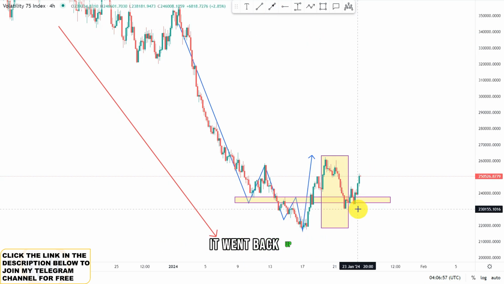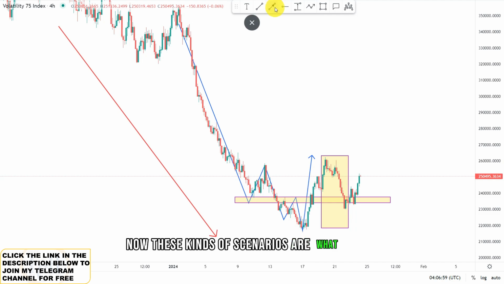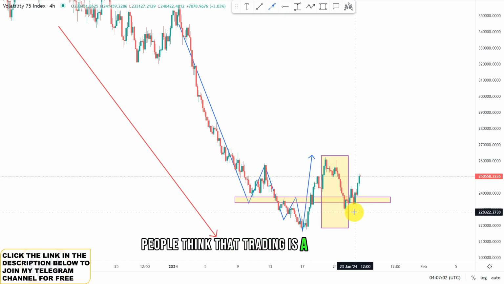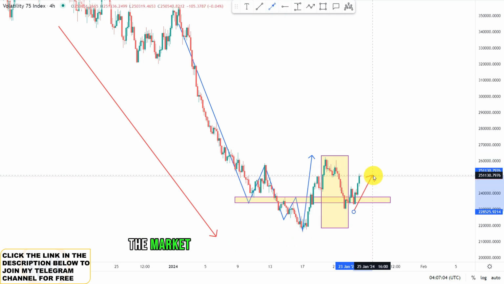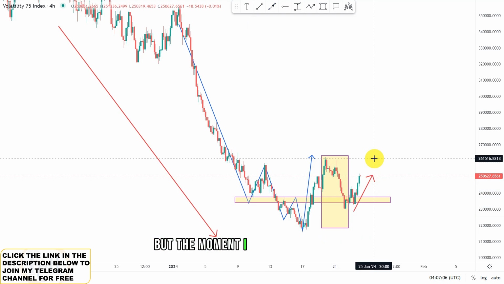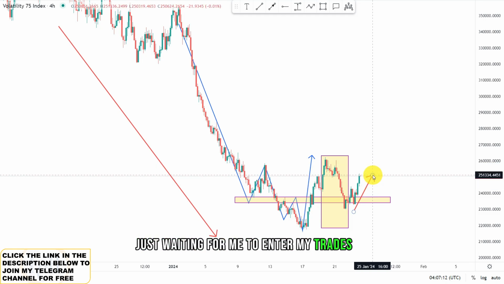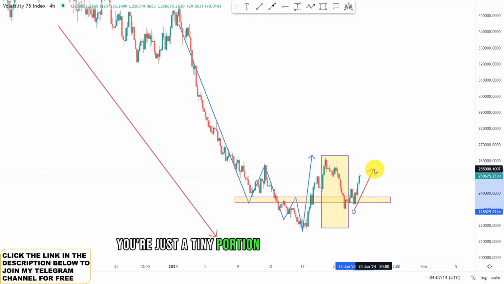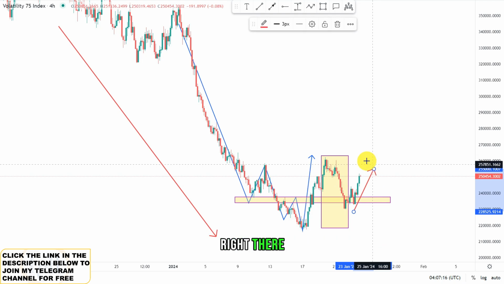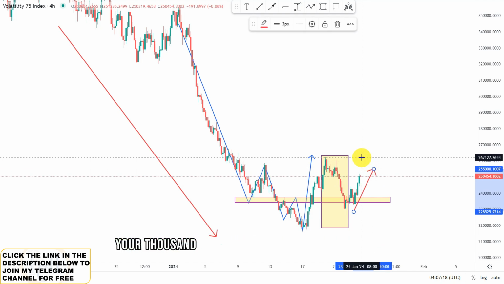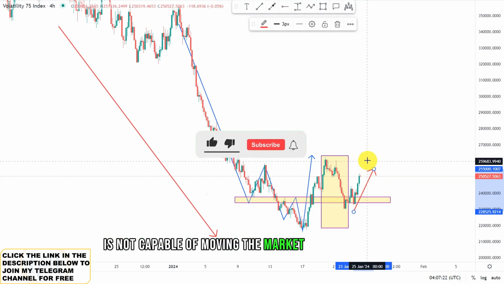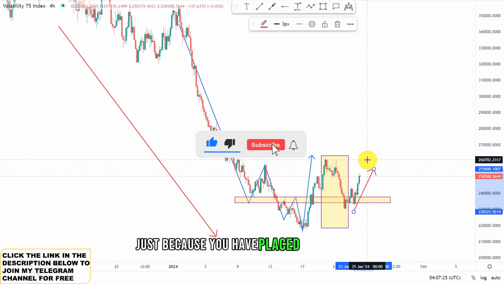It went back up. Now these kinds of scenarios are what make people think that trading is a scam. They can say, okay, the market has been moving on a downtrend, but the moment I entered this market, the market shot up. Maybe the market was just waiting for me to enter my trades. No, you're just a tiny portion out of millions of traders. Your trade alone, your $1,000 account alone, is not capable of moving the market the way it wants just because you have pressed your orders. That's not how it works.